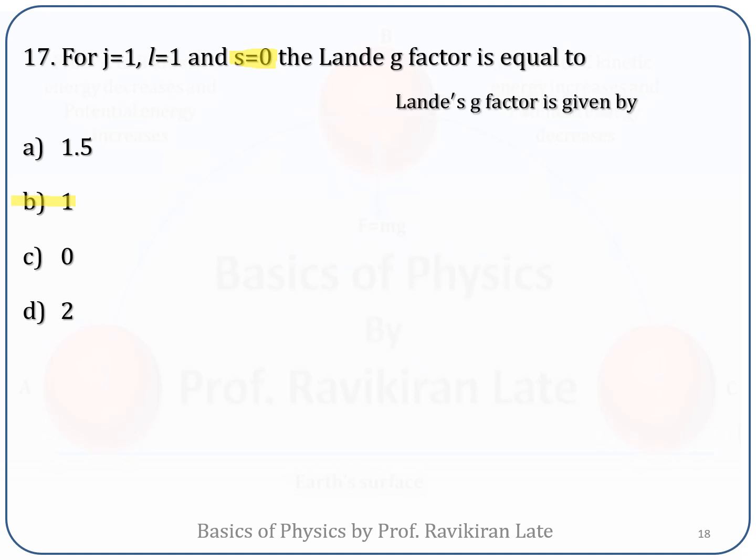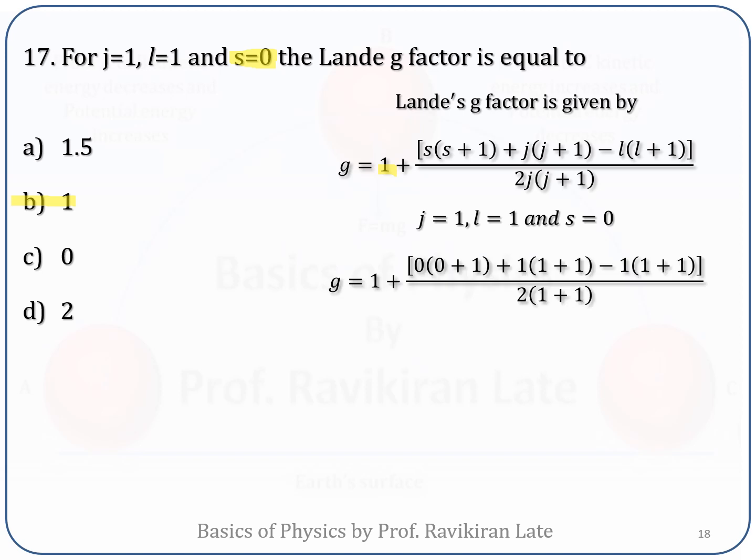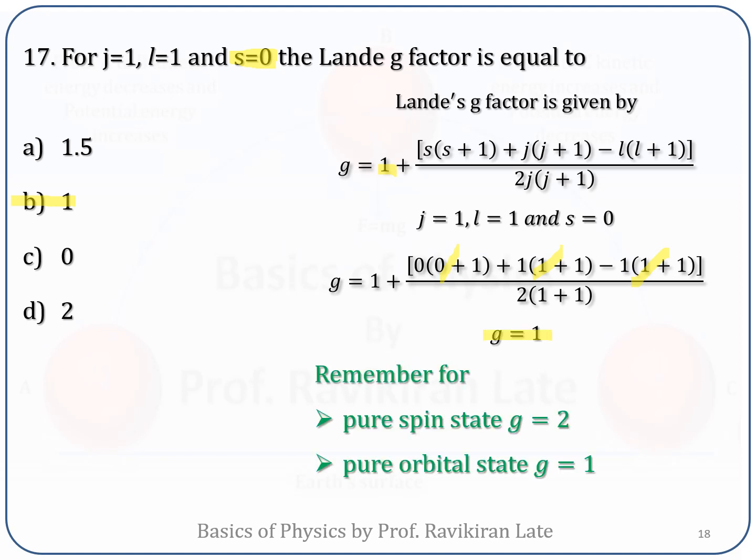So we know that the Lande g factor is given by g equal to 1 plus [S(S+1) + J(J+1) - L(L+1)] divided by 2J(J+1). For the given state, L is equal to 1, J is equal to 1 and S is equal to 0. If I substitute these values and simplify, these three terms will cancel and you'll just get g equal to 1.